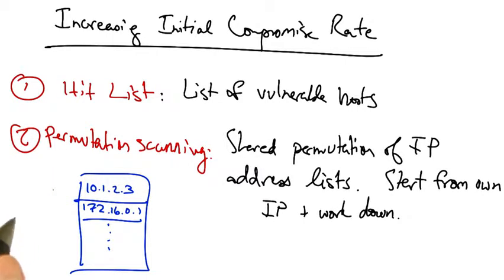dormant. The second approach is to use something called permutation scanning, where every compromised host has a shared permutation of an IP address list to scan for vulnerabilities. Now, if this list is randomly permuted and a particular host starts scanning from its own IP address in the list and works down, then different infected hosts will start scanning from different parts of this list, ensuring that compromised hosts don't duplicate each other's work.